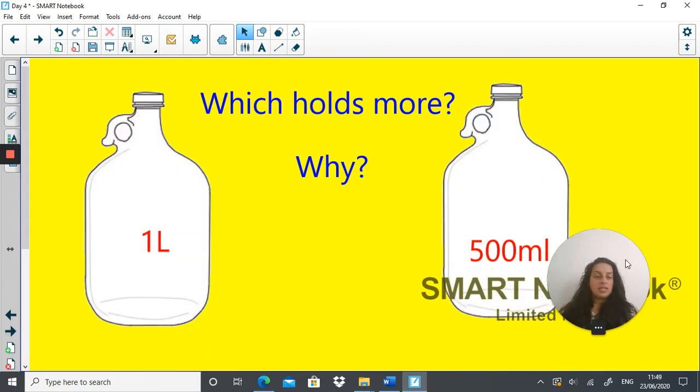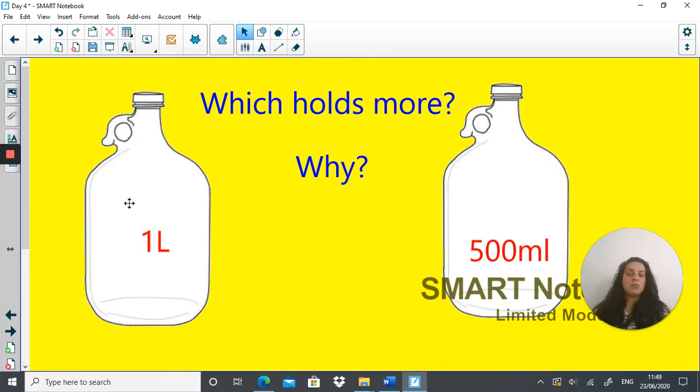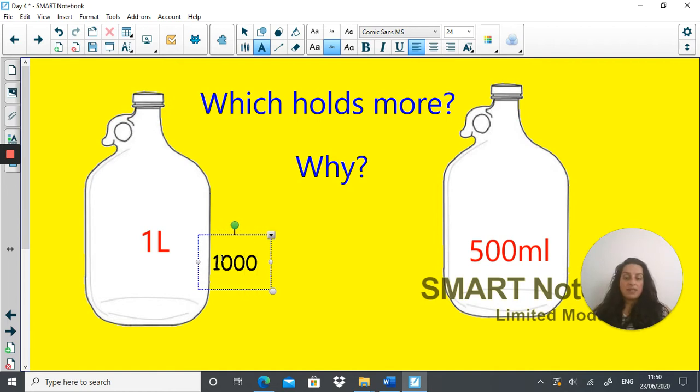Okay, good. So which bottle holds more? The bottle that has 1 litre in it, or the bottle that has 500 millilitres in it? Which bottle holds more? Now, the bottle that holds a litre in it has, in reality, 1,000 millilitres. So therefore, this bottle holds more because 1,000 millilitres, which is the same as a litre, is more than 500 millilitres.